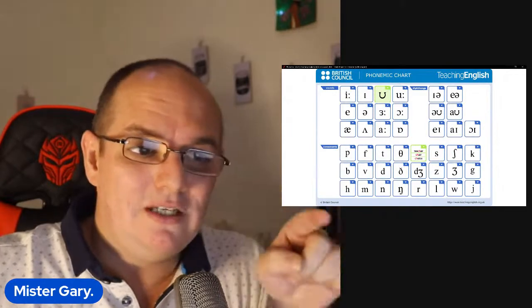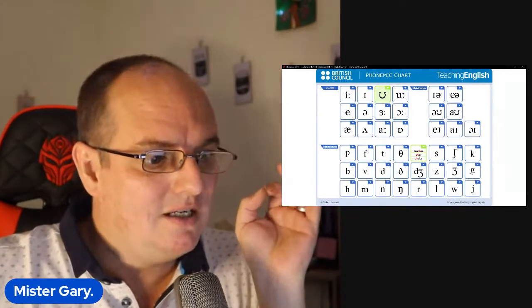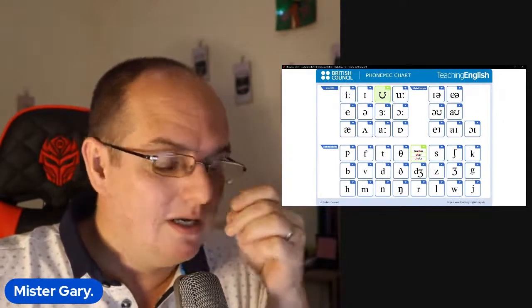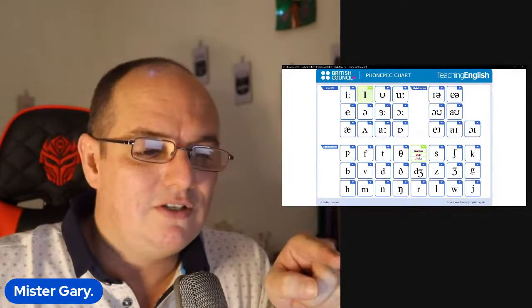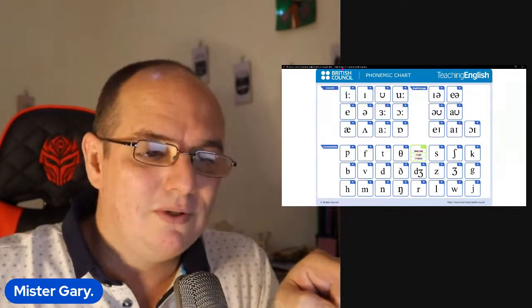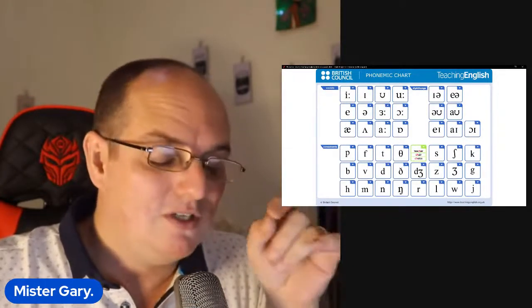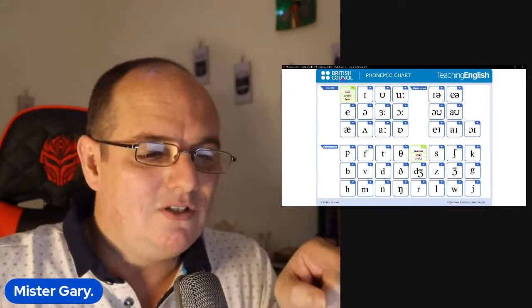Now you'll see this chart in many different publications. You'll see it in English textbooks, English course books, and things like that. And you'll see these sounds printed, or these symbols printed next to the words when you're using a dictionary. Any good dictionary will have that. So let's have a look at some of these examples here.